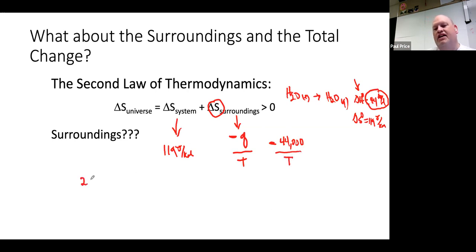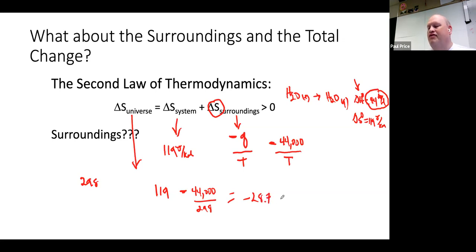So let's try something at 298. We know at 298, water is a liquid, it's not a gas. So at 298, let's calculate the entropy change of the universe. Well, that would be 119 minus 44,000 over 298. What is that? 119 minus 44,000 divided by 298 is negative 28.7.